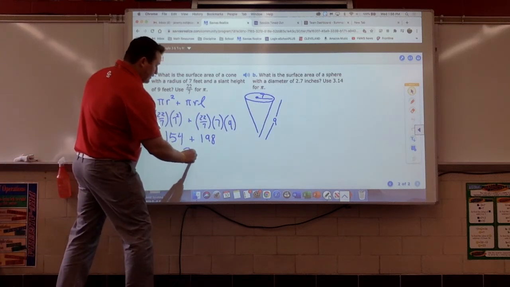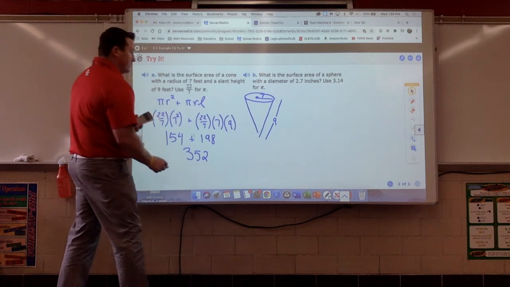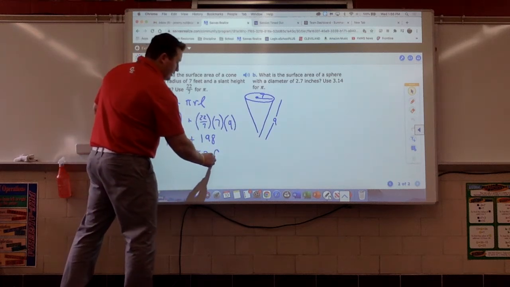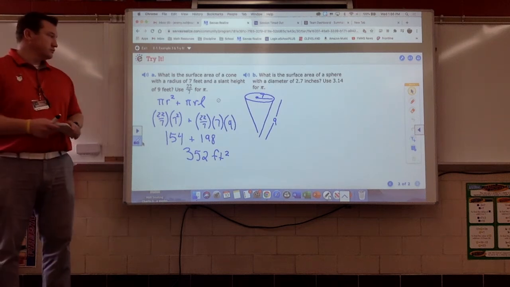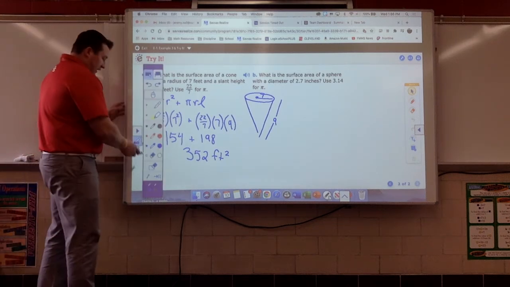This would be 352. We are in cubic feet. Okay? Beautiful. All right, I'll leave that up in case you want that.